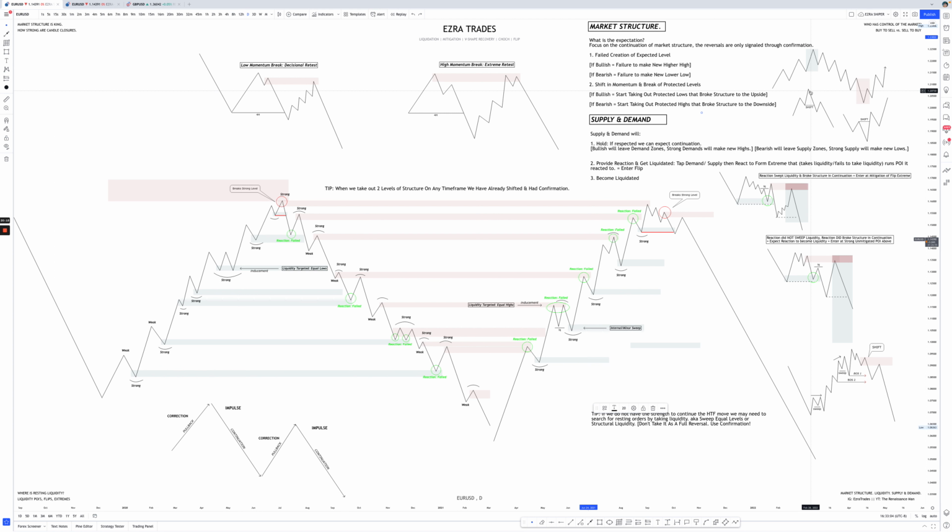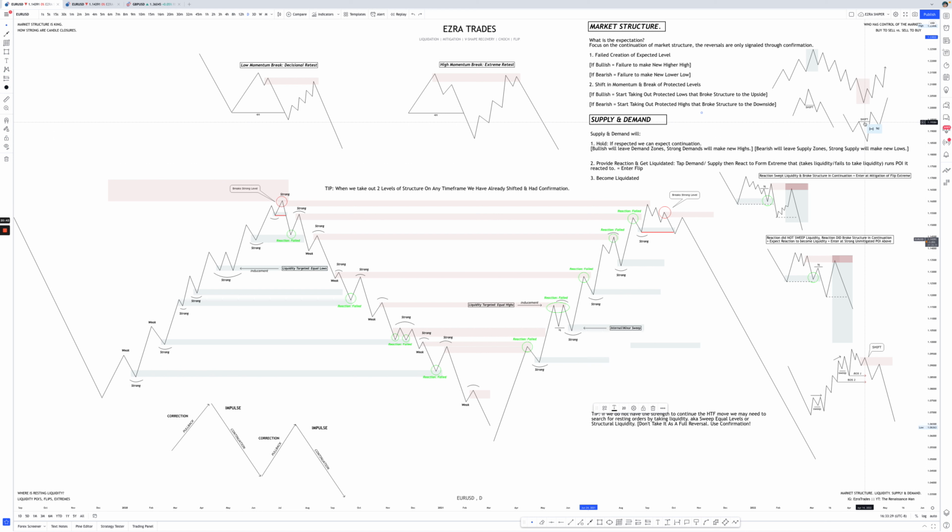The sellers are strong enough to take out a demand level that was responsible for creating progress to make a new higher high. In this case, we're making lower lows, we're making a lower high, a lower low. Expectation is what? Lower high, and then lower low. We failed to do that as we did in part one, right? And what have we done? We've taken out a protected supply.